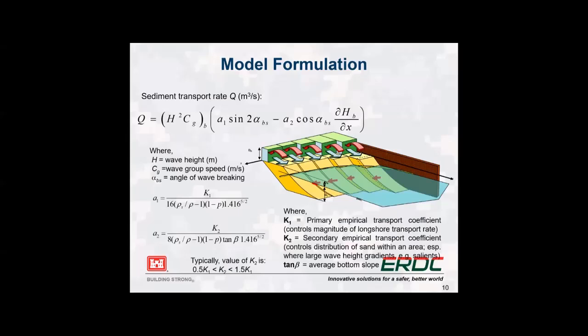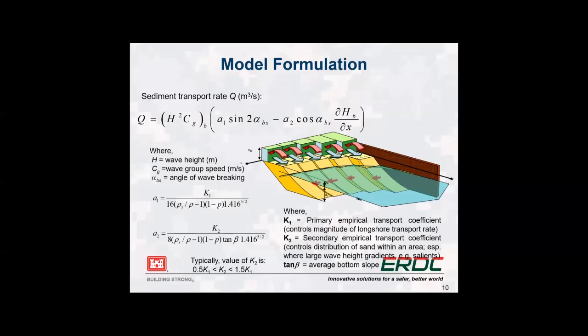And it's all basically just based on the CERC equation. So you have Q is equal to the square of the wave height times the wave group speed, all times A1 sine of twice the breaking angle, minus A2 cosine of the breaking angle times the partial differential of the wave breaking height in the longshore direction.